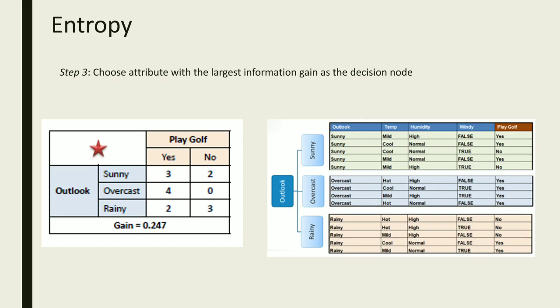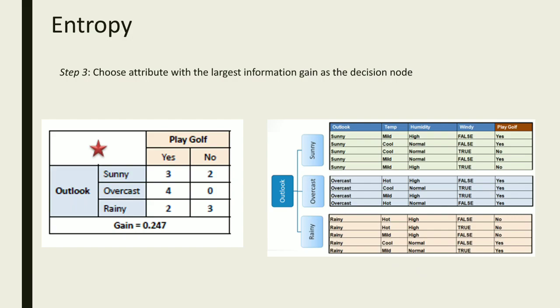Outlook can have 3 values, that is rainy, overcast and sunny. Now we will have 3 different tables. Every time outlook is sunny, we have all the values, then for overcast and then for rainy. Now we will remove this feature outlook and we will remain with the table which contains temperature, humidity, windy and play golf, and this will have 3 different tables. Now based on these tables, the whole process will be repeated again and again to find the next parent node.